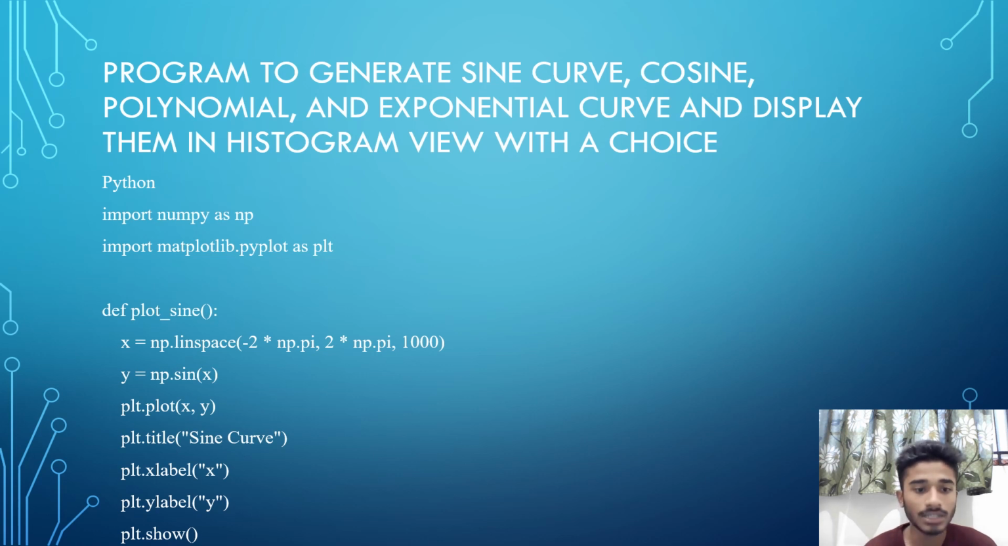The next statement is plt.plot(x, y). This function is used to plot the graph with the input you are giving. The next statement is plt.title("sine curve") in double quotes; we are naming the graph as sine curve. The next statements are plt.xlabel("x") and plt.ylabel("y"), which are used to define the x-axis and the y-axis. And plt.show is used to show the above values.